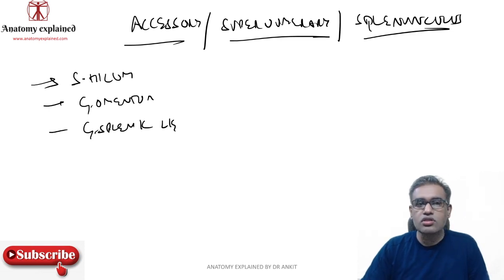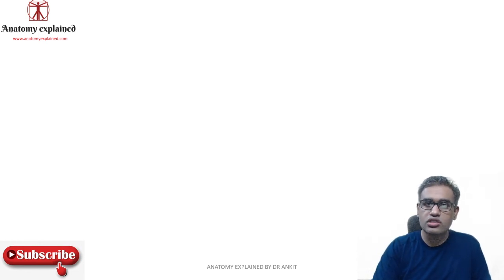Okay, so this was your spleen part. Importance of the spleen, what the peritoneal ligaments are, and the visceral relations of the spleen. So that's all. I hope you liked the gross anatomy of the spleen. This was only the gross anatomy part of the spleen.